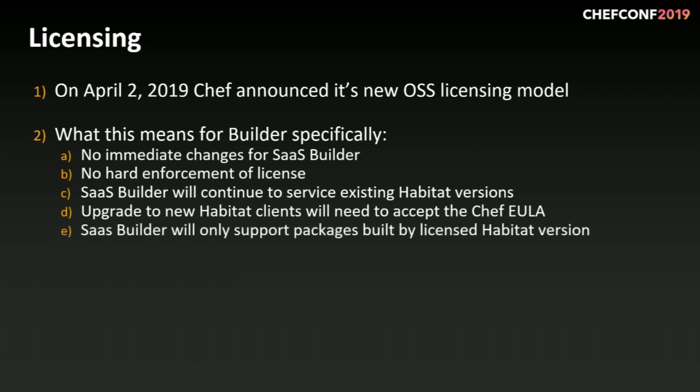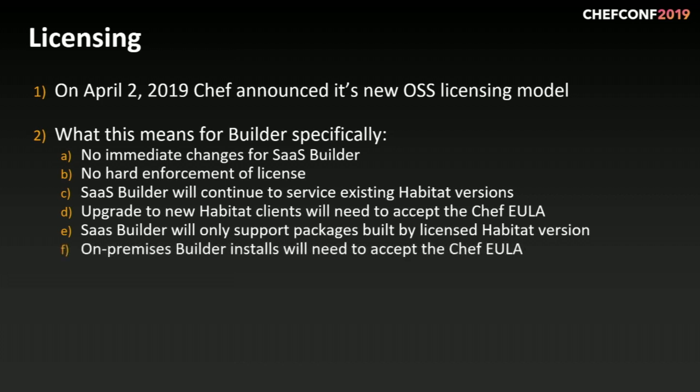And then SaaS Builder, this is the only main ask here, is that SaaS Builder really supports packages that are built with the licensed Builder. So that's one thing to keep in mind. And then for the on-premises Builder, the install script, when you rerun it, you just need to accept the EULA. So that's it. Should be pretty straightforward. There shouldn't really be much impact from a licensing perspective for you if you're using Builder today. And then here's a link to the FAQ if you have questions about licensing and so on and so forth.